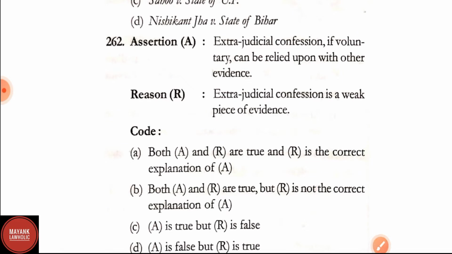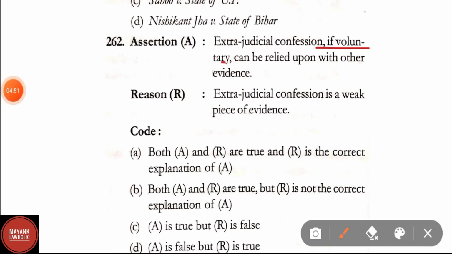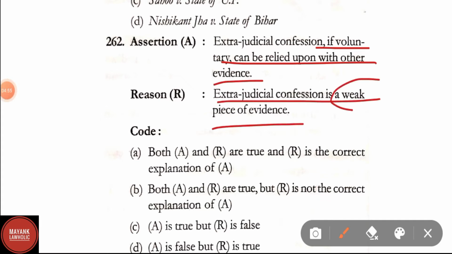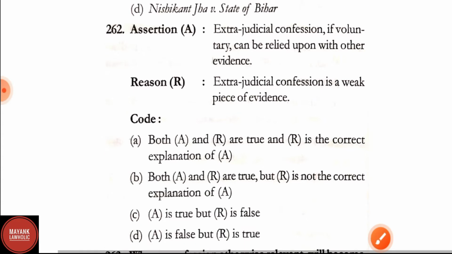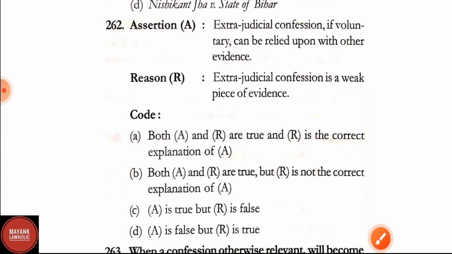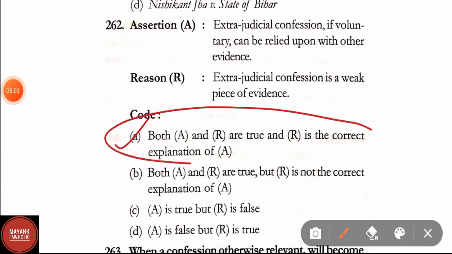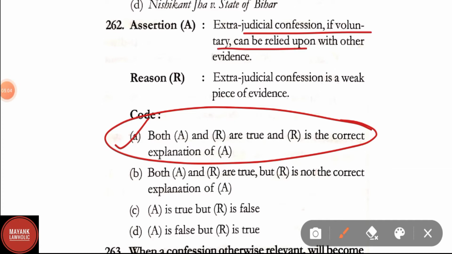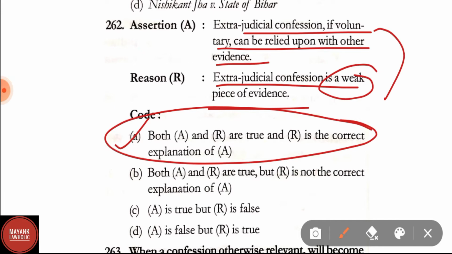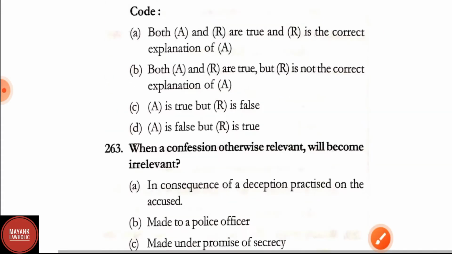Question number 262. Assertion: Extrajudicial confession, if voluntary, can be relied upon with other evidence. Reason: extrajudicial confession is a weak piece of evidence. Here both A and R are true and R is the correct explanation of A. This is the correct answer. Extrajudicial confession, if voluntary, can be relied upon with other evidence, and extrajudicial confession is a weak piece of evidence. Both A and R are true statements and R is the explanation of A.